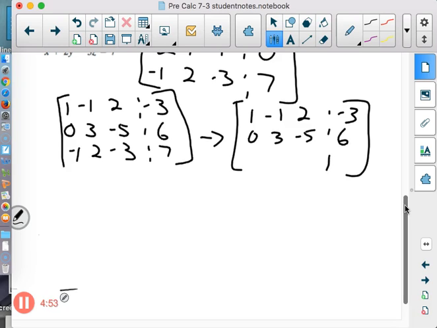So now all we're doing is we're taking row 1 and adding it to row 3. 1 and -1 would be 0. -1 plus 2 is 1. 2 plus negative 3 is negative 1. Negative 3 plus 7 is 4.